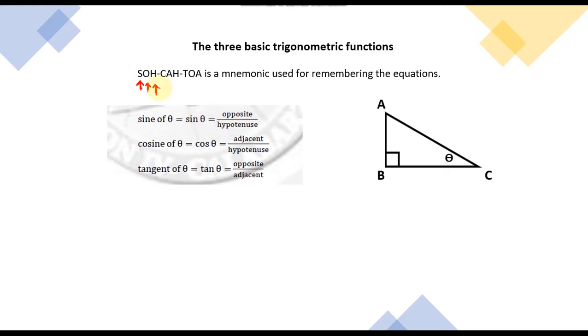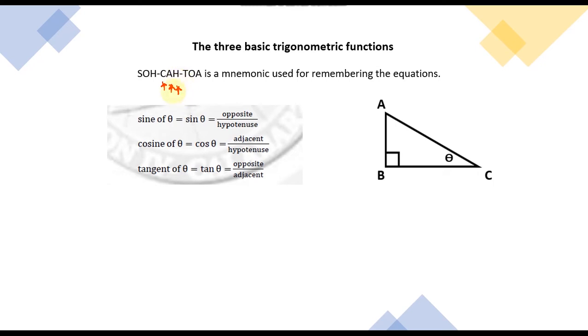For the second formula, which is CAH, C represents cosine theta. A stands for the adjacent side, so that will be your numerator. And then the denominator will be the last letter, which is H, or hypotenuse. So cosine theta is equal to adjacent over hypotenuse.